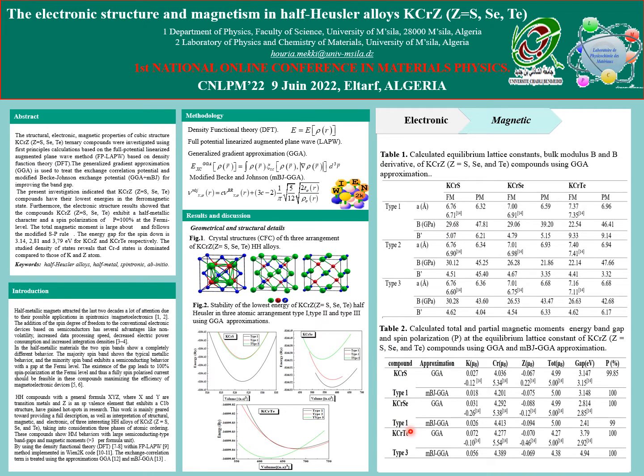As we can see here, our compounds have a large magnetic moment which is equal to 5 per formula unit. Also a large band gap which is more than 2 electron volts. And their spin polarization is about 100%, which indicates that these compounds have a half metallic behavior.